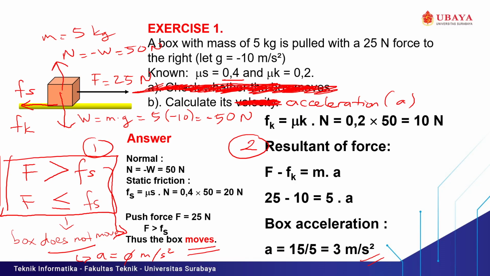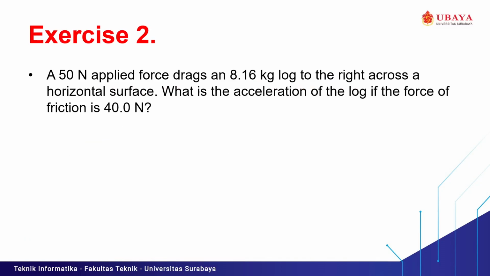Okay, if there is no question, then let's take a look at the second one. A 50 Newton applied force directs an 8.16 kilogram log. I think it is translated here because the mass of this log is not a whole number, but nevertheless, let's continue. The log is dragged to the right across a horizontal surface. We are asked what is the acceleration of the log if the force of friction is 40 Newton.